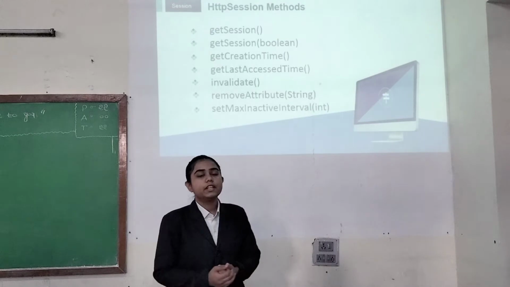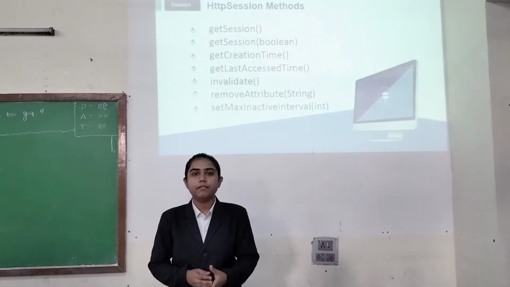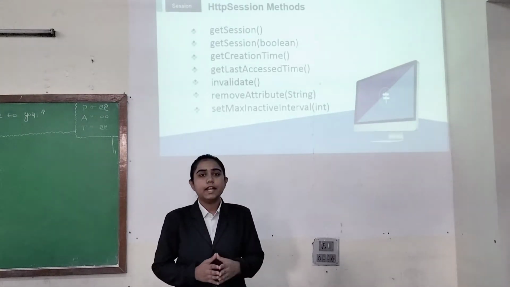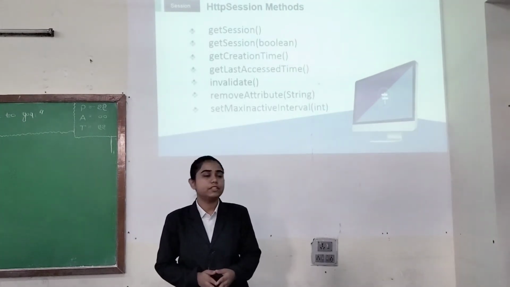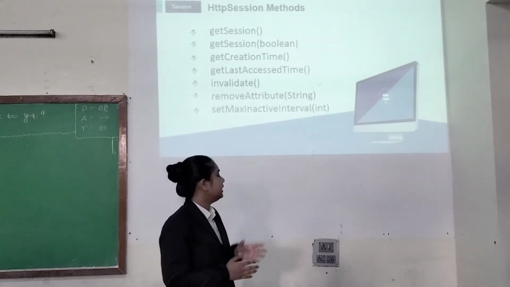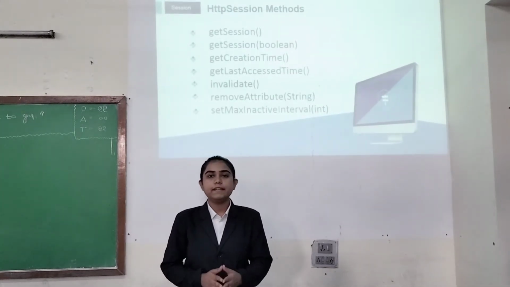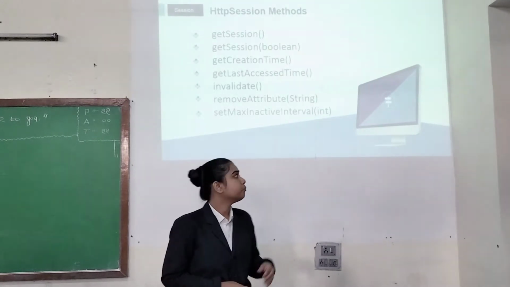getCreationTime. This method is used to get the time when the session was created. getLastAccessedTime. This method is used to get the last access time of a session. Invalidate. The invalidate method is used to remove all the session objects. So it basically removes all the objects from the server side and returns a null value.